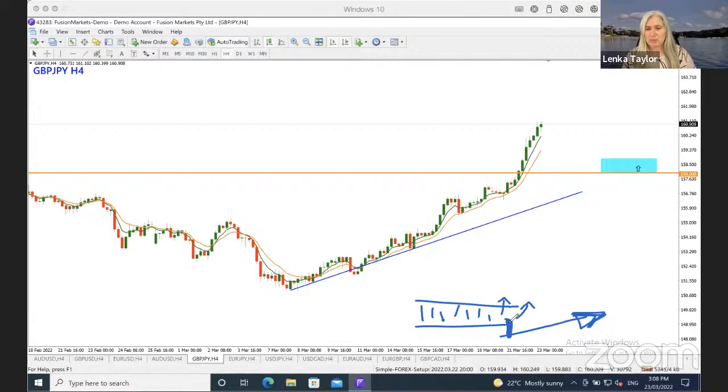Sometimes I like to see the false break underneath first and then enter. It's sort of like a safer option for me, but sometimes that doesn't happen. So it just depends what's going to happen. I'm just going to be watching.